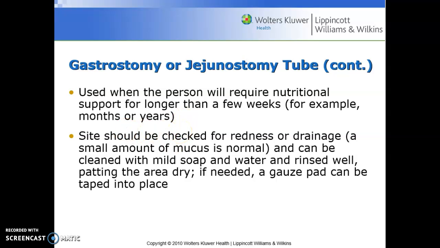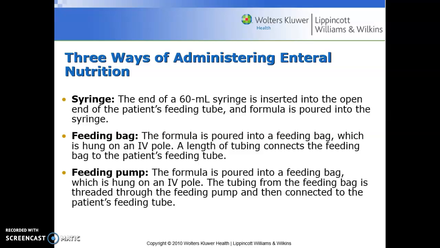And I will show you guys in lab how to care for a PEG tube site. It's really simple. The main thing we do is we just keep it clean. We can put a gauze around the tube site to help absorb some of the drainage and protect the skin. So we just need to make sure that we're keeping it clean and keeping that skin protected.